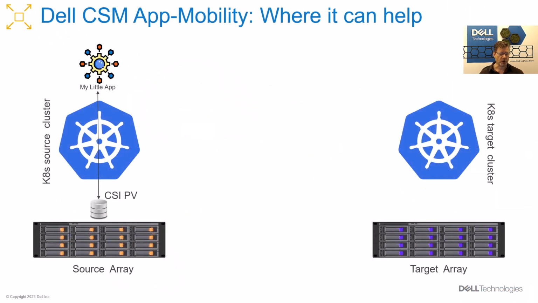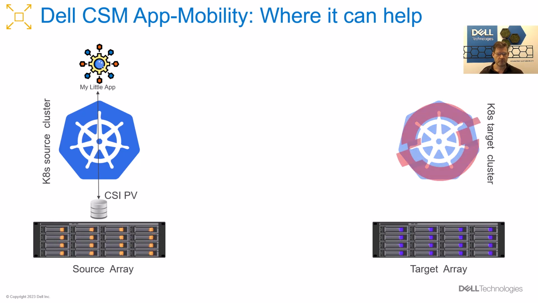So how does it work? So let's say that we have a source Kubernetes cluster that's running, in this case, my little application with a CSI persistent volume attached on a source storage array. Now, I want to move this to the other side, to the target cluster and a target array.